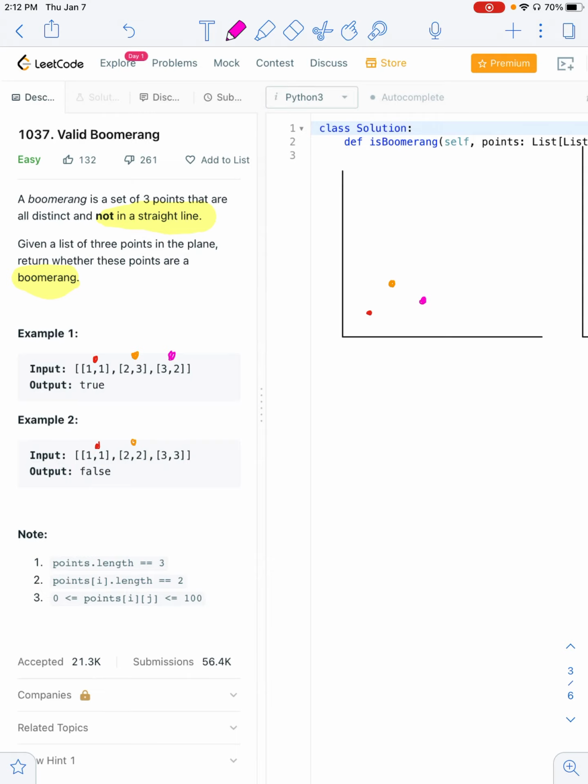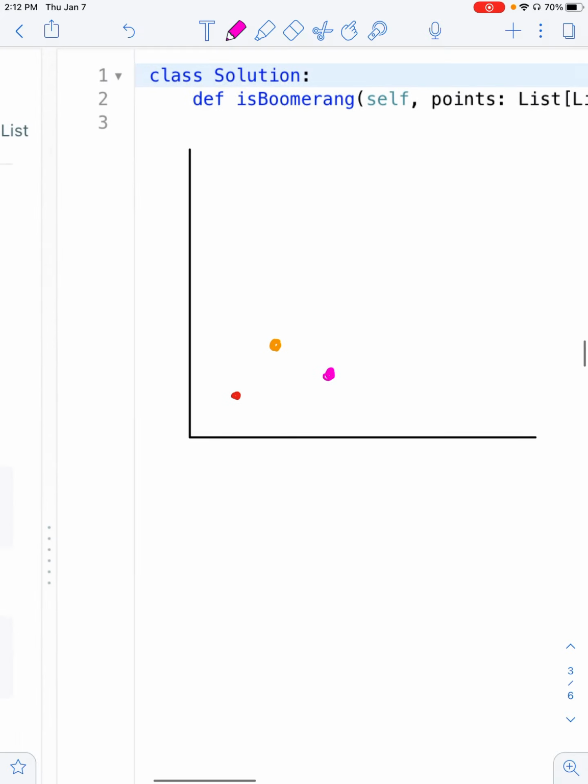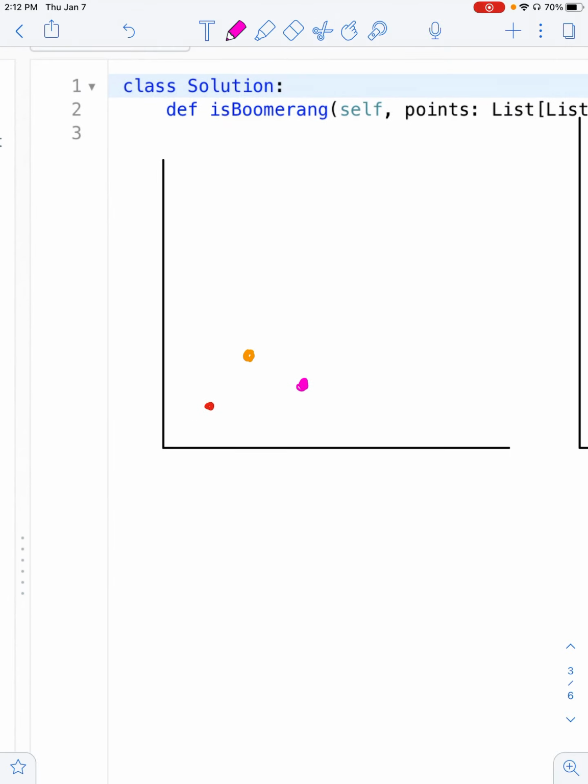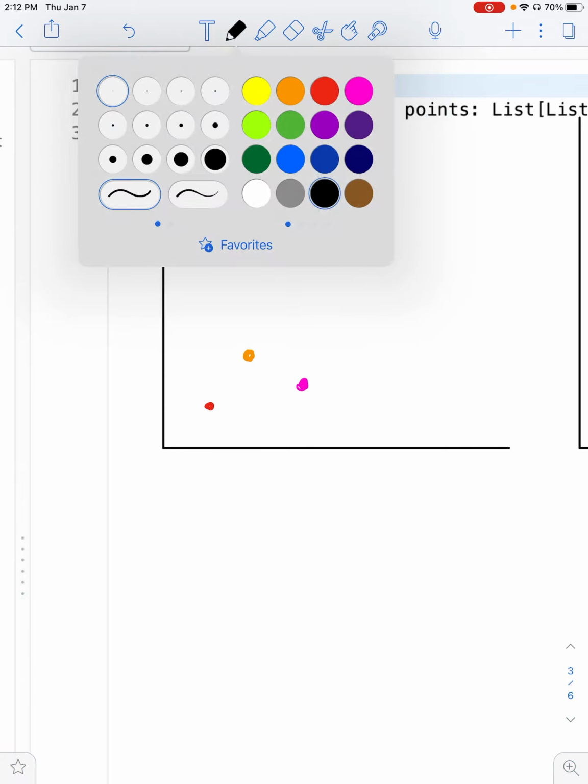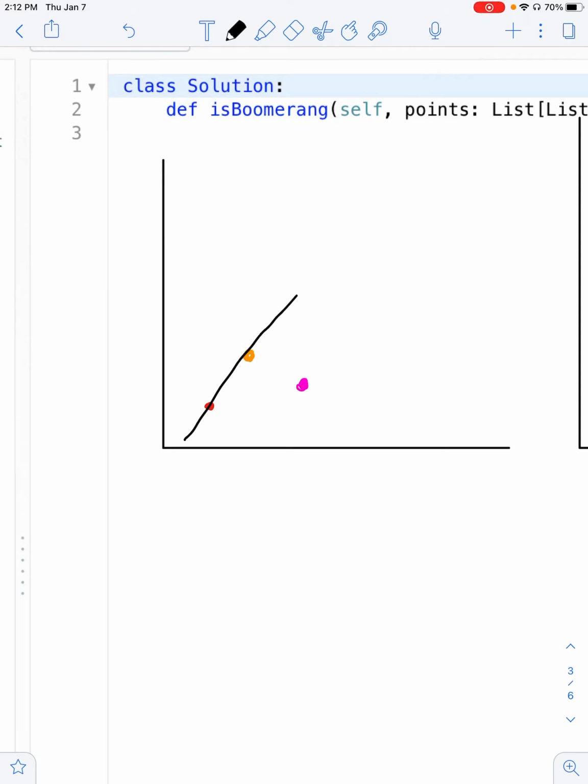So these points do indeed form a boomerang because there's no straight line that can represent these 3 points, meaning there's no way that I can draw a straight line that intersects all 3 of these points simultaneously. There's a curved line, right? There's certain polynomials that will fit these points, but there's no straight line that will. I can draw a straight line that intersects the red and the orange point, but there's no single way to draw a straight line that intersects all 3 points simultaneously.